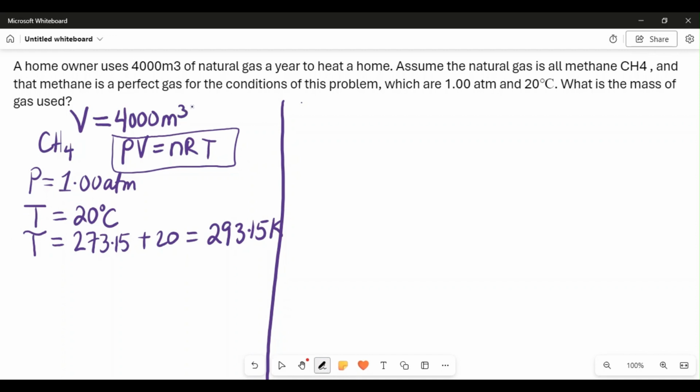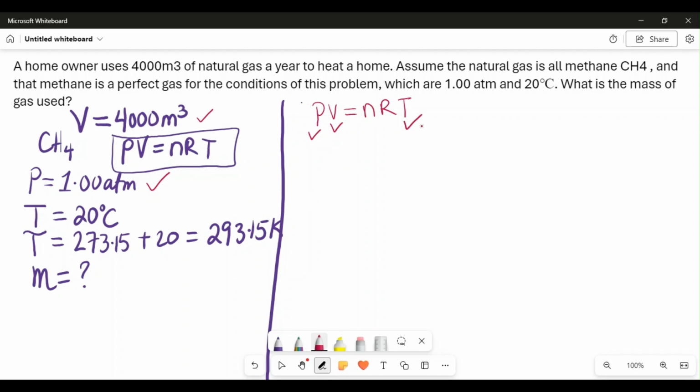Now, what is the mass of gas used? We don't know the mass because that's what we're trying to solve for. Looking at the equation PV equals nRT, we've been given the pressure, which is 1 atm, the volume, which is 4,000 meter cubed, and the temperature, which is 293.15 Kelvin. And we know the gas constant because it is a constant. So the only thing we do not have is the number of moles. Since we're supposed to find the mass, we first have to find the number of moles based on the parameters we have, and then use that number of moles to find the mass.